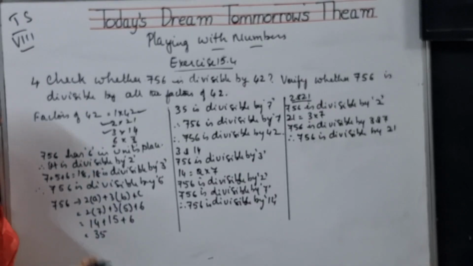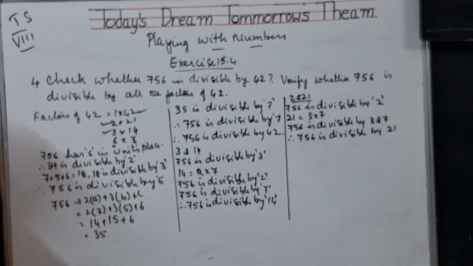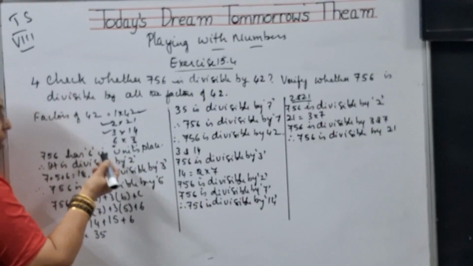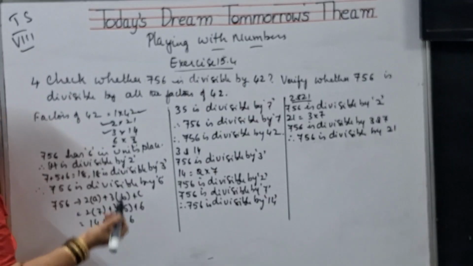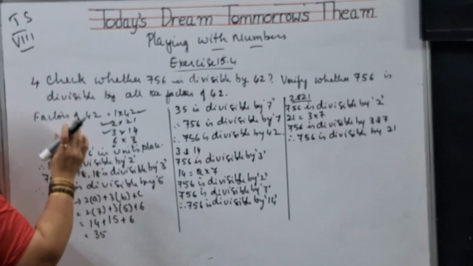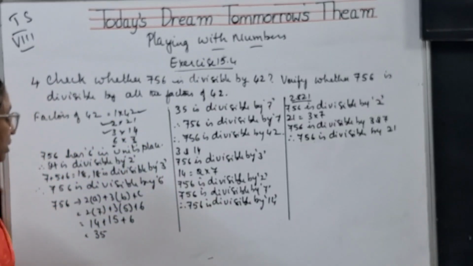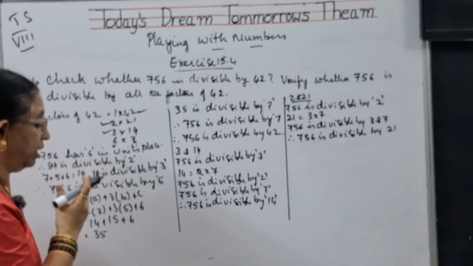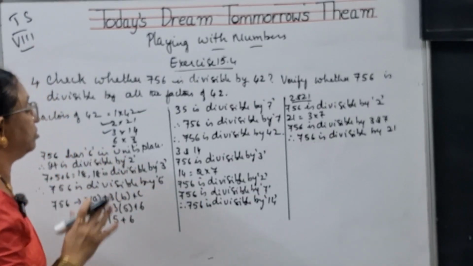Only the thing is you should remember the divisibility properties of all the numbers which I have taught. I have taught 2, 3, 4, 5, 6, 7, 9, 11. These all I have taught. So basing on that property only we are doing. What is the other property that we have used here? If A is divisible by B, then A is divisible by all the factors of B.